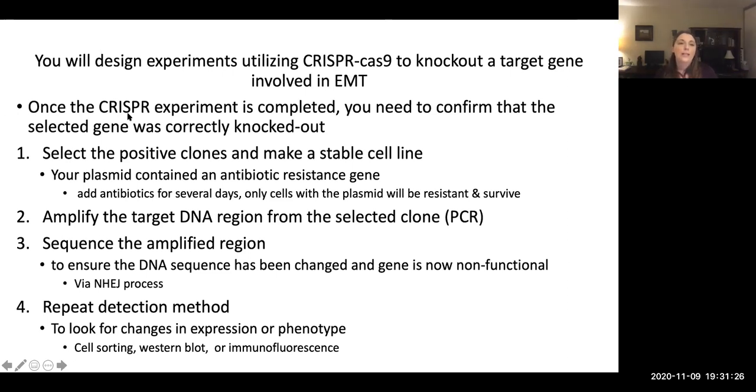phenomenon. Okay, so once the CRISPR experiment is completed, you would normally confirm that the selected gene was actually correctly knocked out. And so the steps to do that would be making positive clones, so selecting for the cells that you actually got the vector into. So in order to get CRISPR Cas9 system into cells that don't have it normally, so you're going from bacteria, which have the CRISPR Cas9 system naturally, and now you're trying to utilize that model in like a mammalian cell, which would not have this system at all.